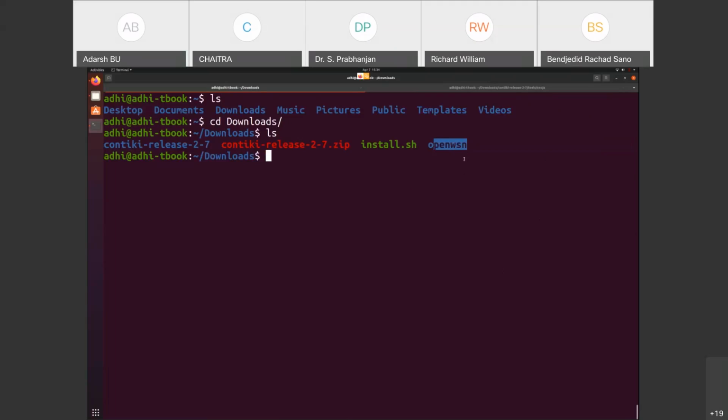Those who don't have the OpenWSN folder, I will share the commands. You need to follow all these commands to clone the required repository, the specific operating system, that is the OpenWSN operating system. Those who have OpenWSN, it's good. I'm just repeating the steps.